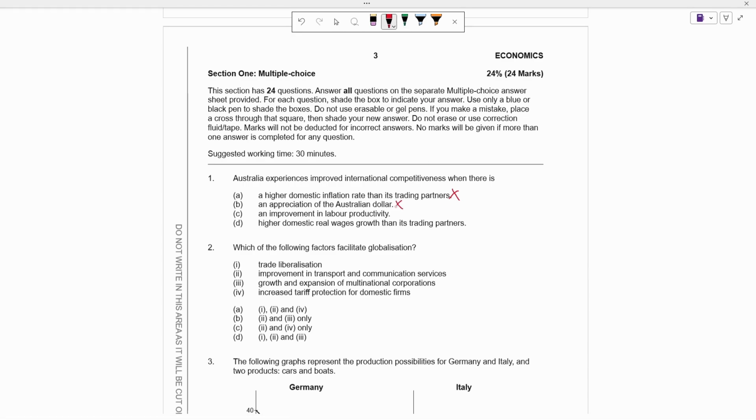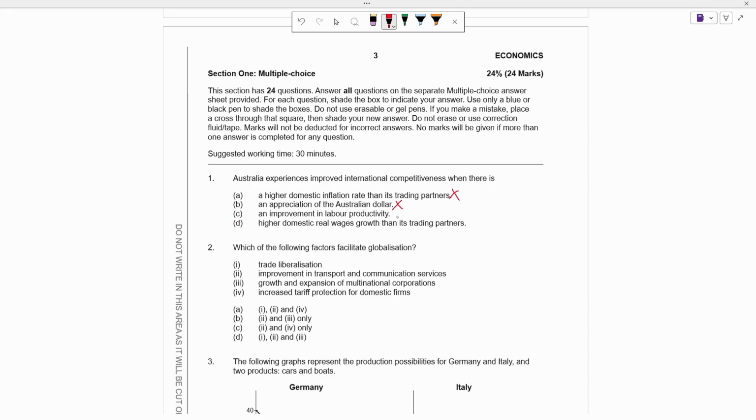B, an appreciation of the Australian dollar. This one is also incorrect. As the value of the Australian dollar appreciates, this means foreign consumers have to pay a higher price for Australia's exports, thus decreasing Australia's international competitiveness.